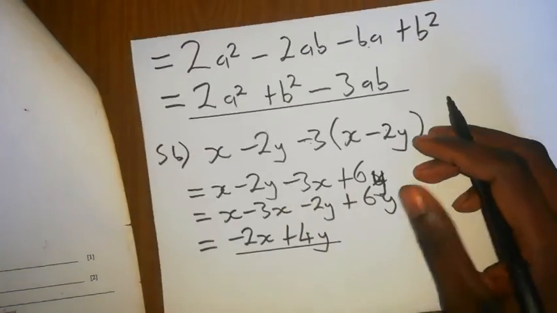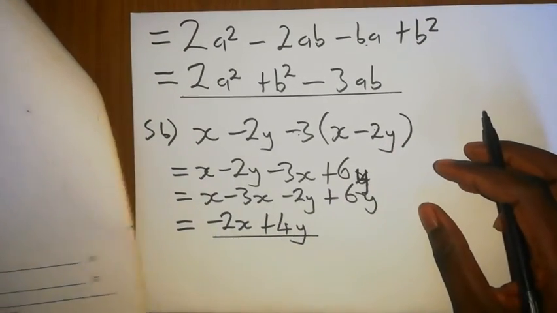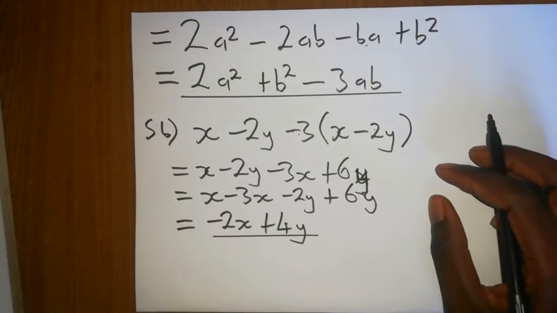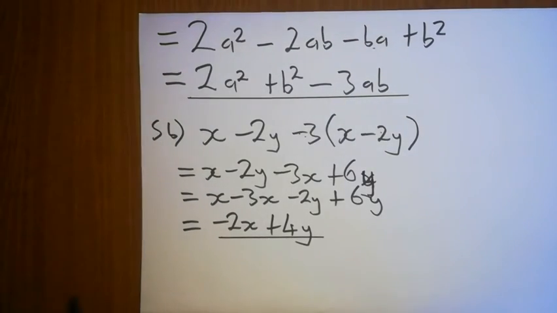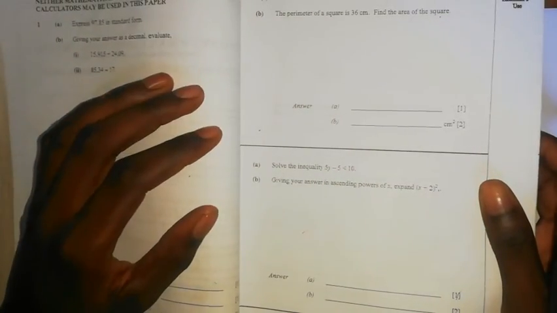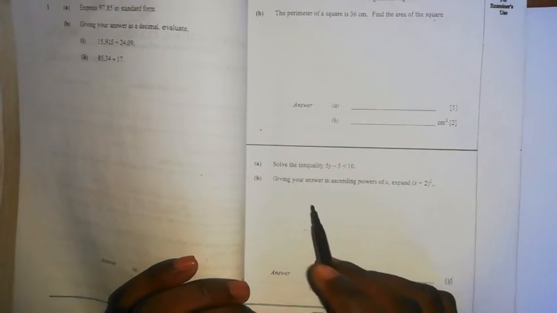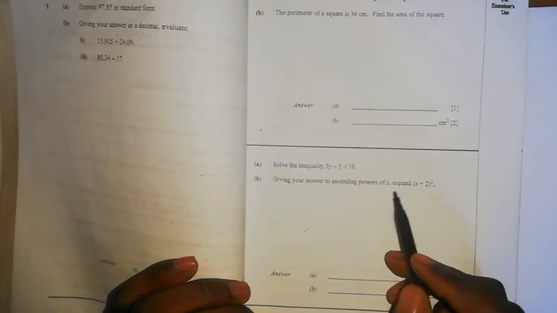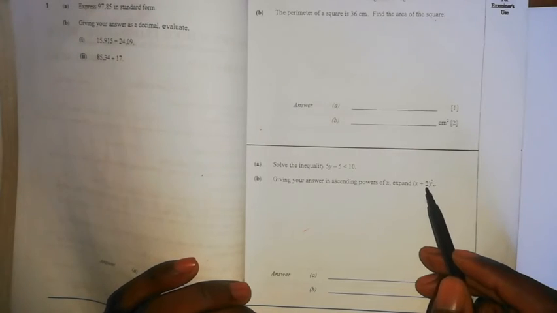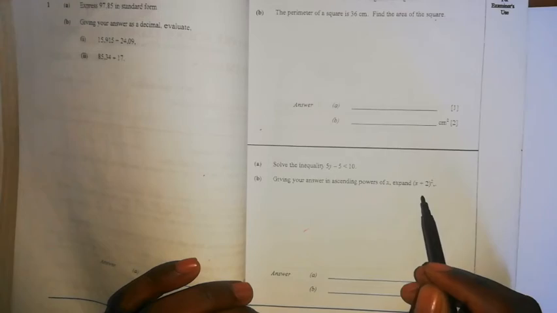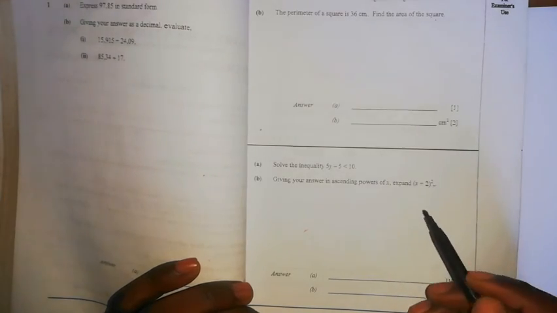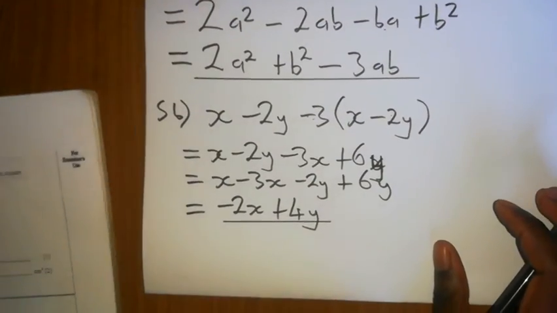Bear in mind, this is expansion. We are removing brackets and simplifying. Then our last question based on expansion is coming from June 2009. There is the question. Giving your answer in ascending powers of x, expand x plus 2 squared. This is our June 2009, number 3b.